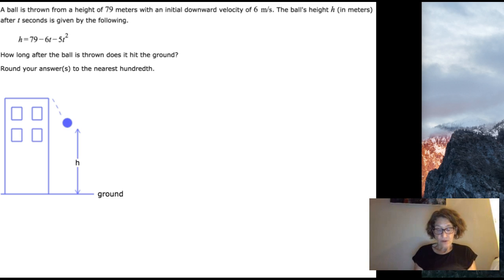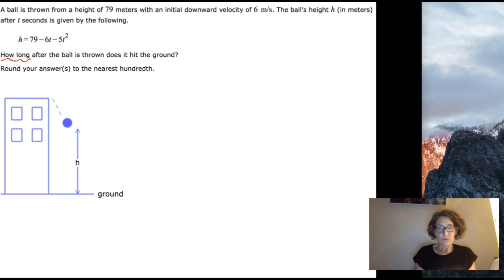And then in the drawing, we can see the h represents the height of the ball at time t. And from the picture, we can see that the height means the distance from the ground. That's what the height of the ball means. Not the distance from the top of the building, but the distance from the ground. And as the ball is going down, that distance is shrinking, right? It's decreasing.